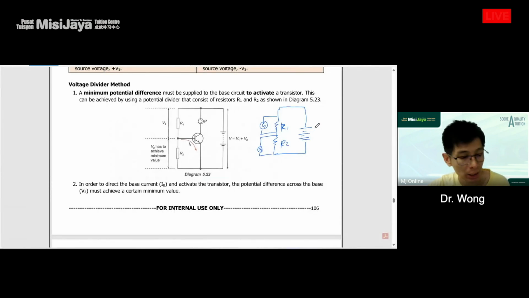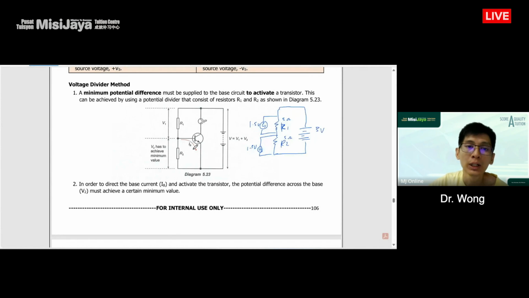So let's say we have 3 volts, and this is 5 ohm and 5 ohm. As long as the value of these resistances is the same, the voltage is divided by 2, so we get 1.5 volts and 1.5 volts. If we have some voltage here, meaning V2, only then can we allow the current to flow in this direction. So only then do we have IB.